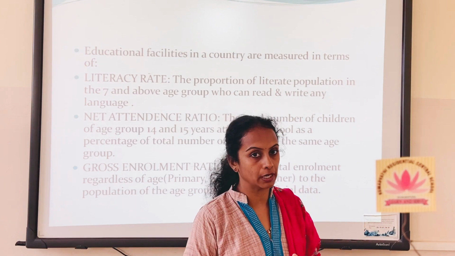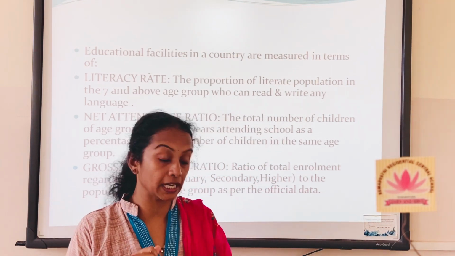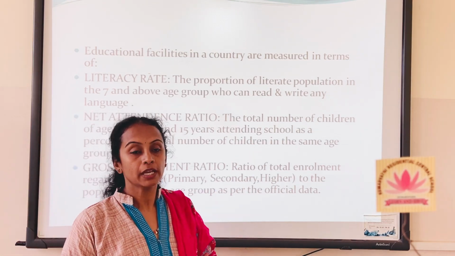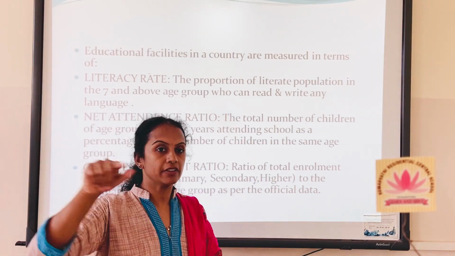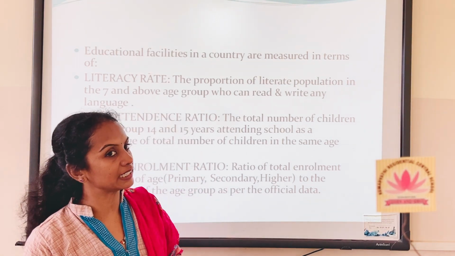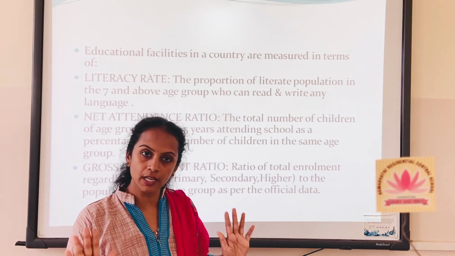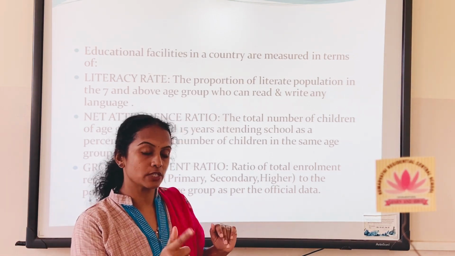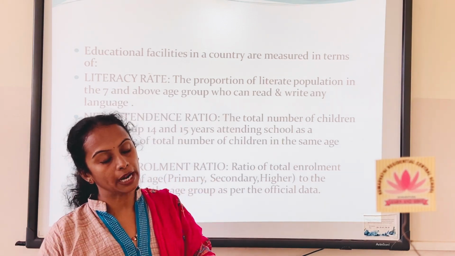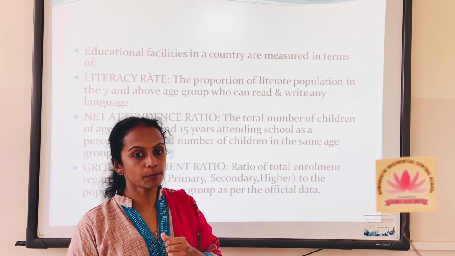Take for example, 100 children are there of the age group of 14 years. Of that 100 children, how many are attending the school? If it is 75 to 100, so out of 100 children, only 75 are attending the schools and the remaining 25 are dropouts. They are not attending the schools. This shows education facility needs to improve. If it is 100%, all 100 children are attending the school, that means good education facilities are provided.